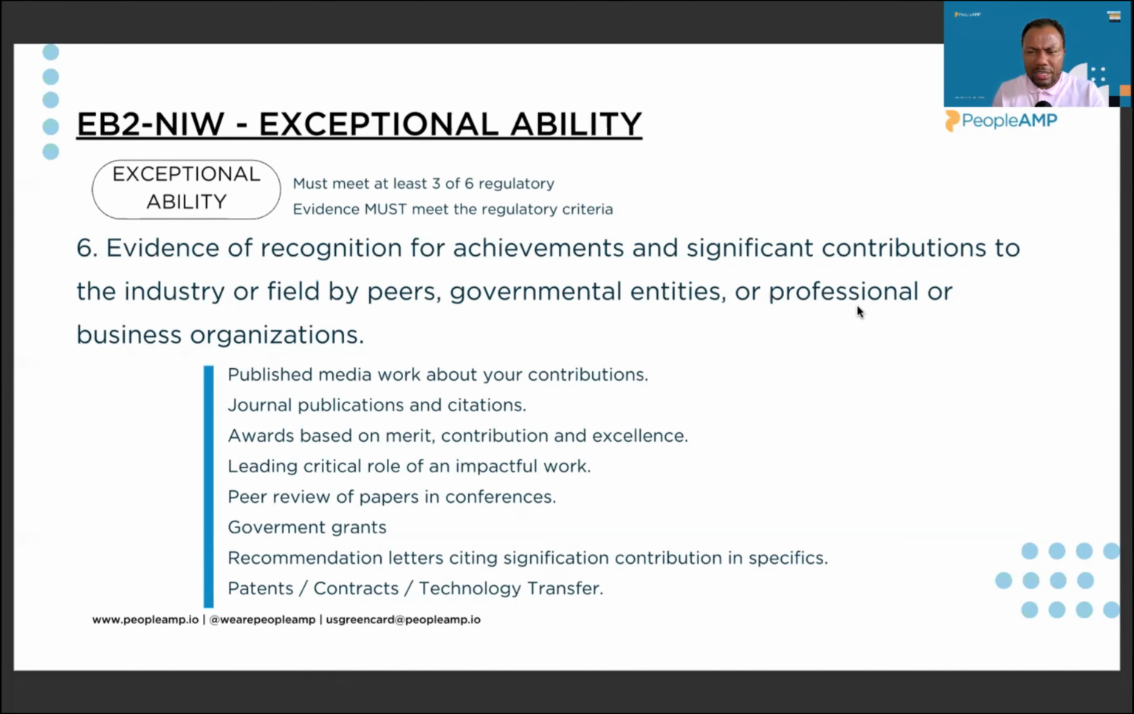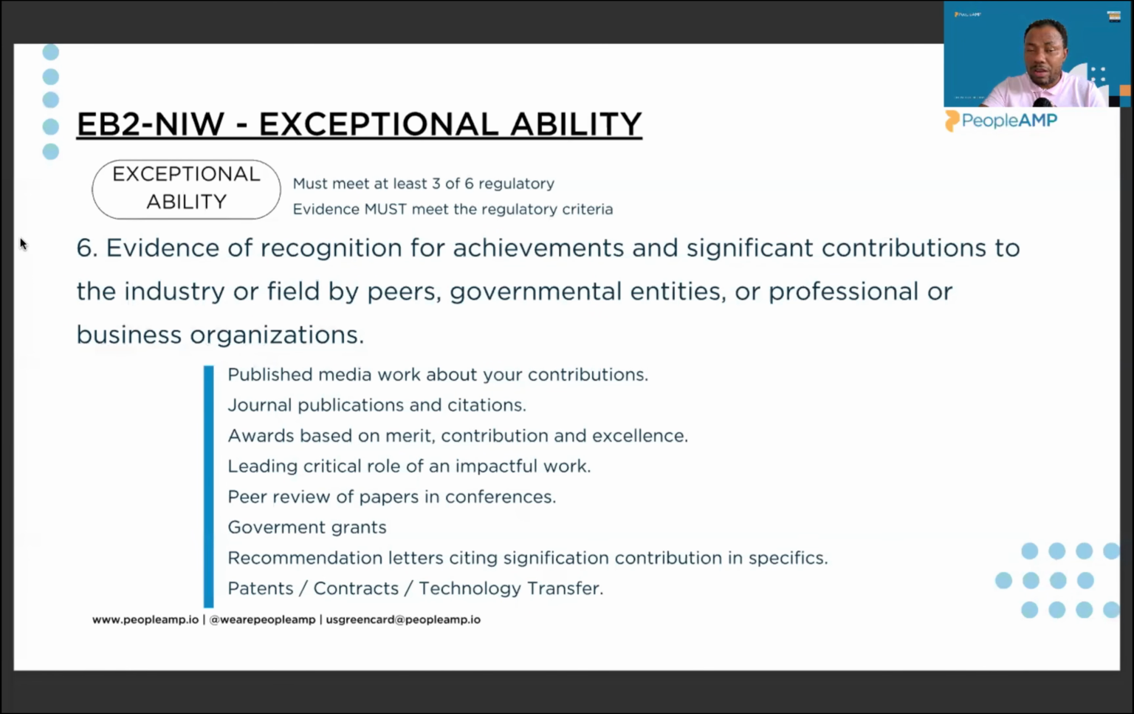And from my experiences and experiences of others, and also reading some judgments by the AAO, I've seen some of these records as some of the validated examples you can use to prove this criteria number 6, which is evidence of recognition of achievements or significant contribution to the industry or field by peers, governmental entities or professional or business organizations. So here I want to see, if you have done the work for like 10 years as an example, it means you must have been recognized for some jobs well done. So I try to put some examples here on some things you can look into.